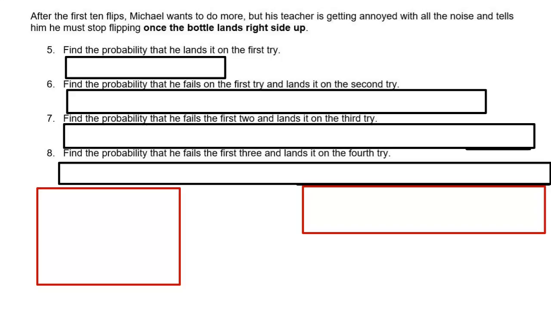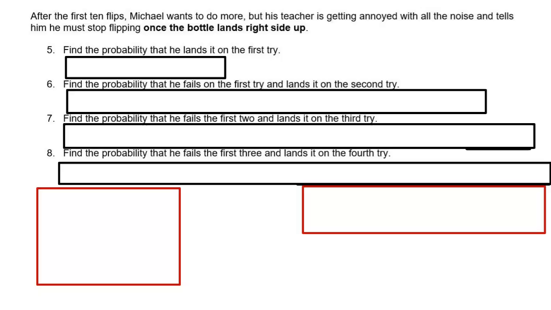After the first 10 flips, Michael wants to do more, but his teacher is getting annoyed. This is about a real student, and I met this teacher, and she said he really was doing bottle flipping at the senior talent show. And he really was practicing for it during class, and he really was driving her absolutely nuts. But she was very funny about it. There's a YouTube video of it when he actually performed in the talent show. It's like a 10-second video because he landed the first one. But that's what started this whole thing, is this really happened in a stats teacher's class.